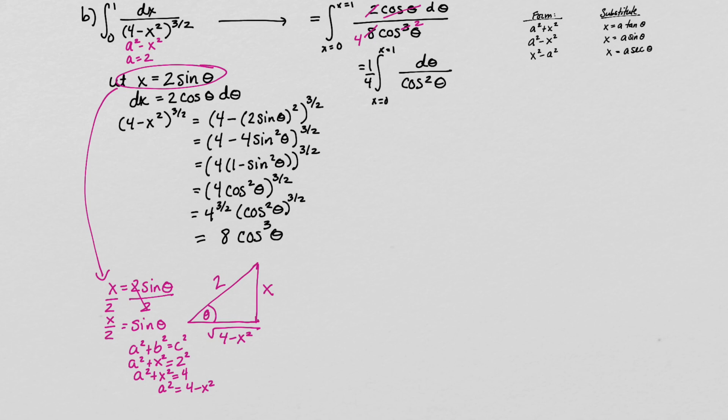If you tried making a u substitution, you're going to run into problems, because if you let u be cosine θ, du would need a sine θ, and we don't have any. But remember, 1 over cosine is secant. So this is really just 1/4 the integral from x equals 0 to x equals 1 of secant squared θ dθ. Technically we are bringing the cosine up as cosine to the negative 2 power, but that is just secant to the squared power.